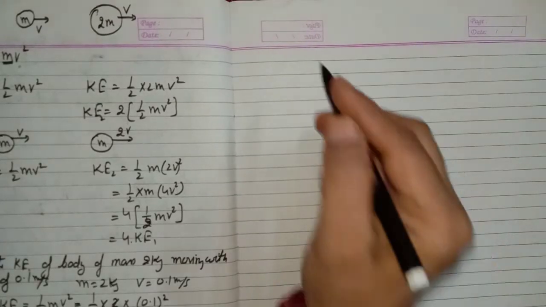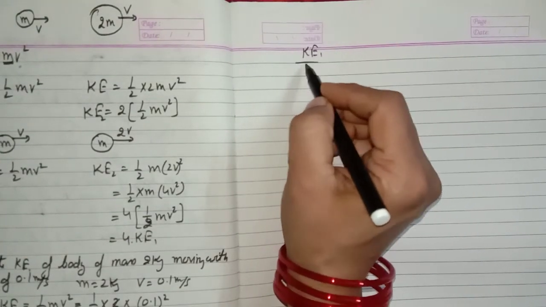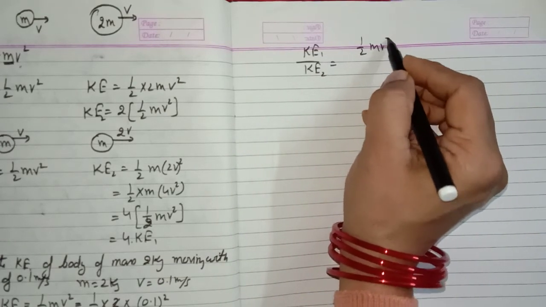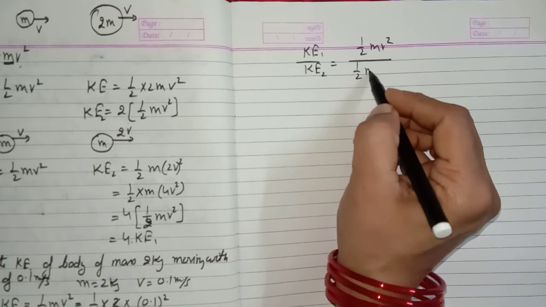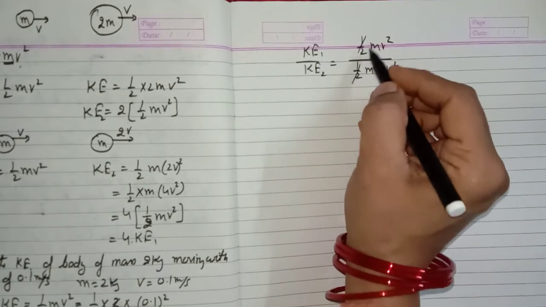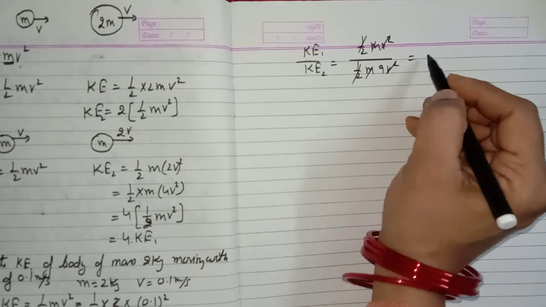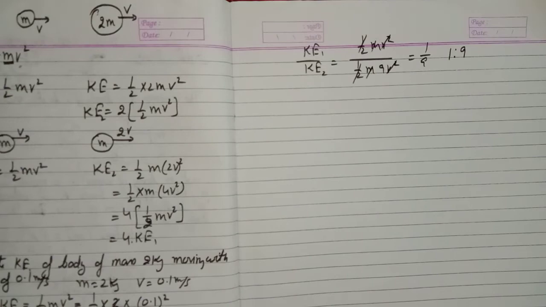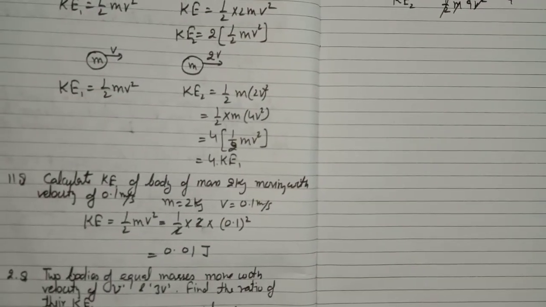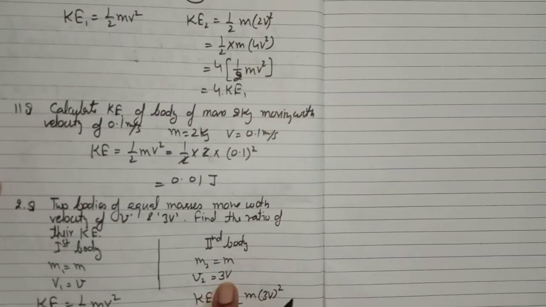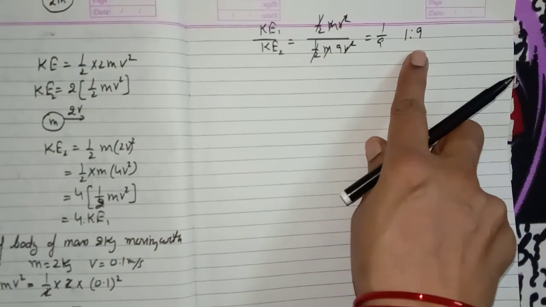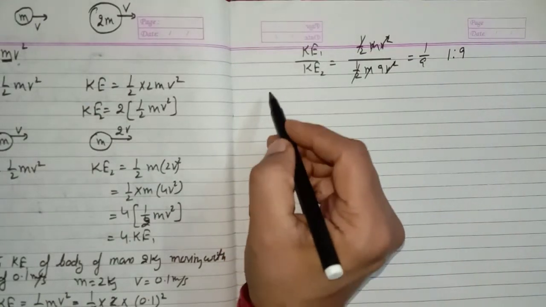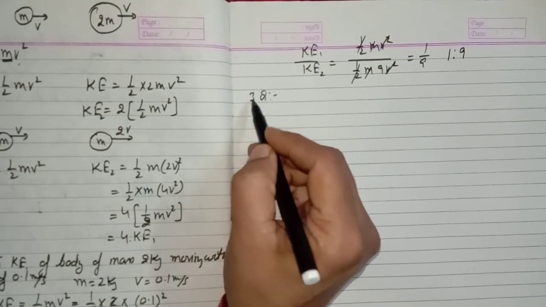So we can write like this: kinetic energy 1/2. This is called the ratio. 1/2 mv² divided by 1/2 m 9v², cancel, and we find 1/9, or we can say 1:9. It means if we change the velocity 3 times, its kinetic energy becomes 9 times. Okay, one more numerical. One more question, numerical third.